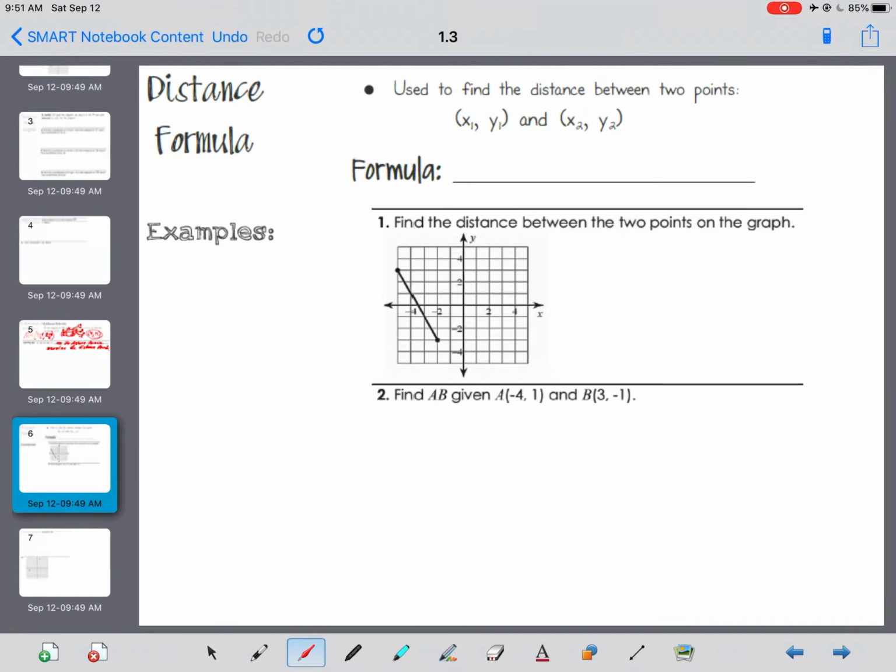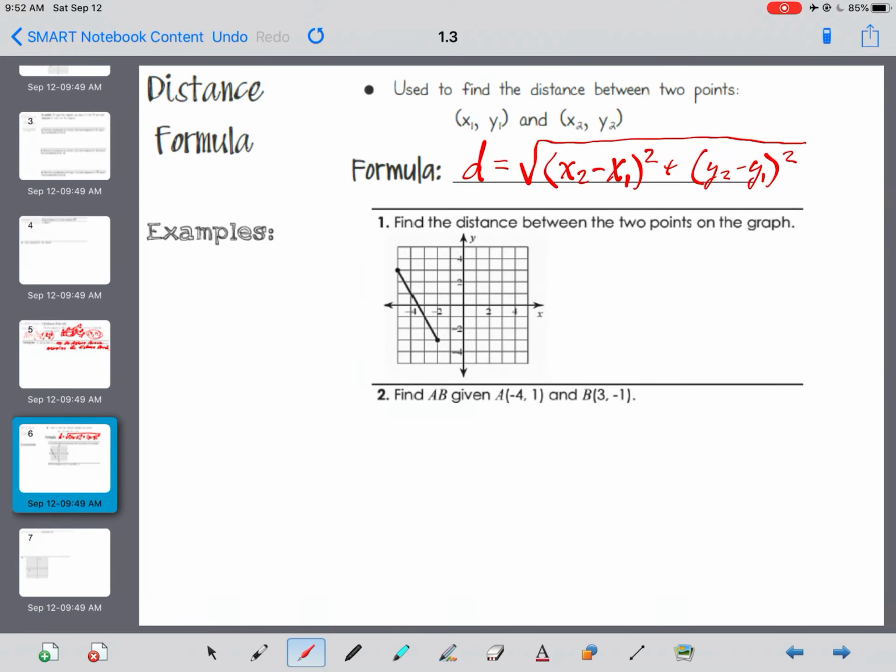All right. The distance formula is used to find the distance between 2 points. That's pretty self-explanatory. It's called a distance formula and it finds distance. Buckle up. Here's the formula. D, little d for distance, equals the square root of everything underneath, okay, x2 minus x1 squared plus y2 minus y1 squared.